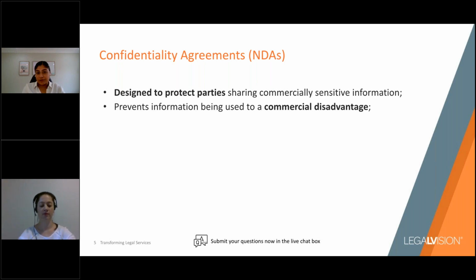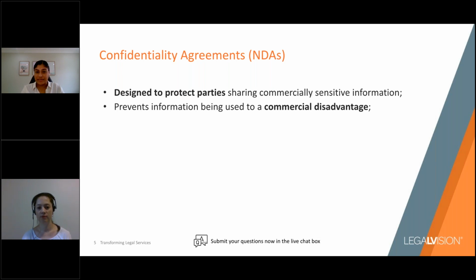An NDA allows parties to share information on the understanding that any information they share won't be used to their commercial disadvantage. So it really is designed to protect everyone that's involved. From a disclosure perspective, so if you're the party that's disclosing the confidential information, it gives you peace of mind that your information will be protected. And if something was to go wrong, you have this contract in place so that you can seek a remedy through a court if, for whatever reason, there is a breach of that confidentiality agreement.